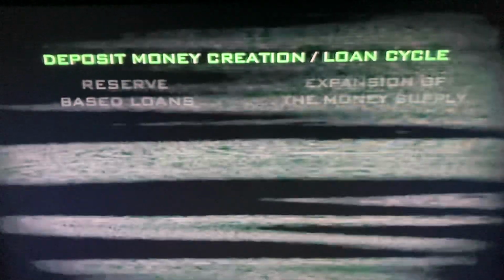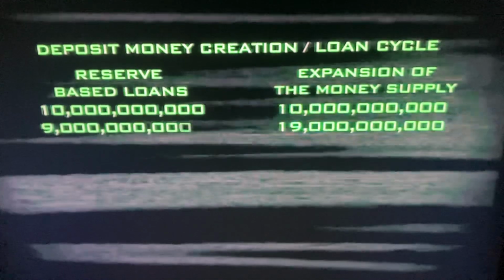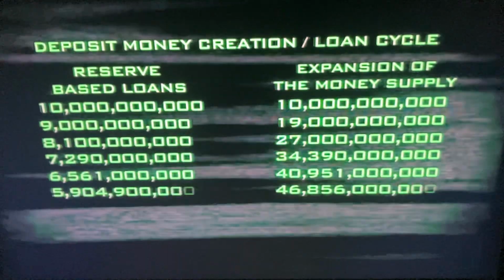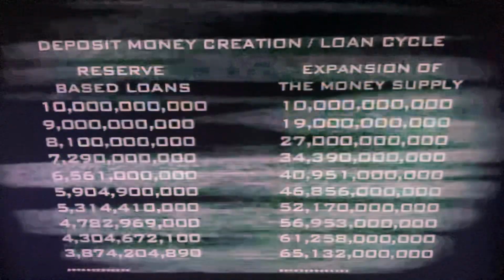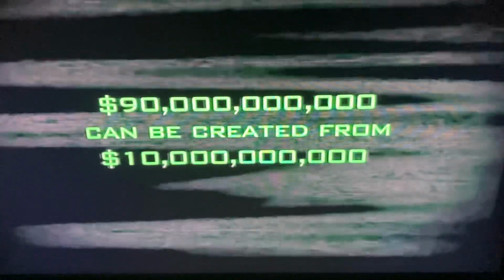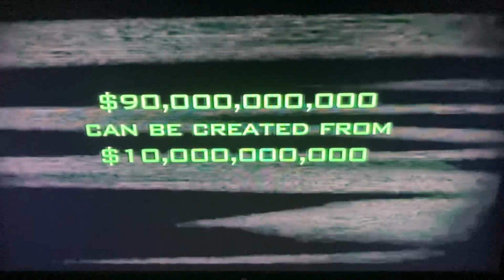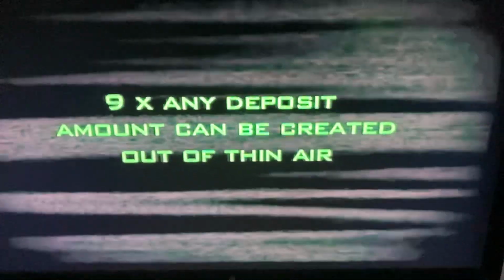This deposit, money creation, loan cycle can technically go on to infinity. The average mathematical result is that about $90 billion can be created on top of the original $10 billion. In other words, for every deposit that ever occurs in the banking system, about 9 times that amount can be created out of thin air. And this is simple mathematics.